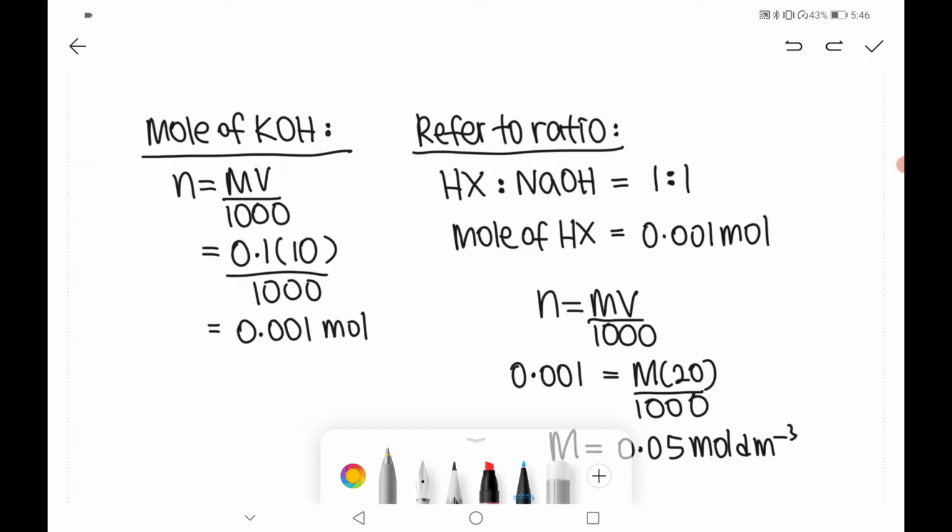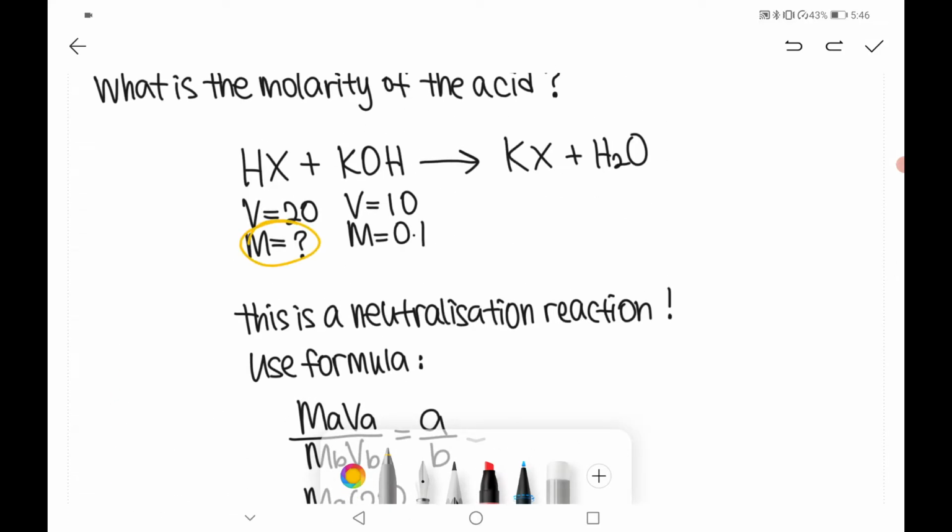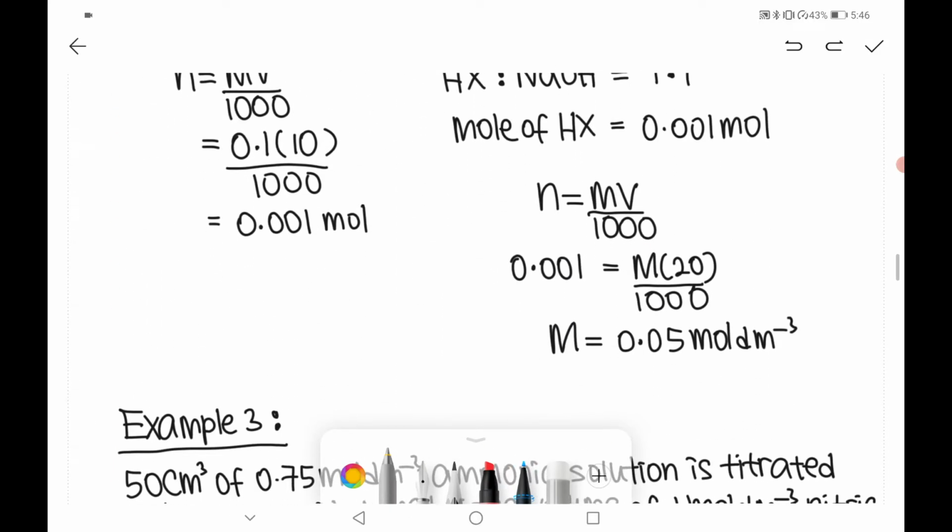So the next thing, what should we do? We know the acid is a solution, right? All acids and all alkalis are solutions. So we can use the formula n equal to MV over 1000, which is the formula for calculation for a solution. The n is the mole, and the mole of acid is 0.001, so we put it here. The M is the molarity of the acid, which we don't know, so we just copy the M. V is the volume of the acid.